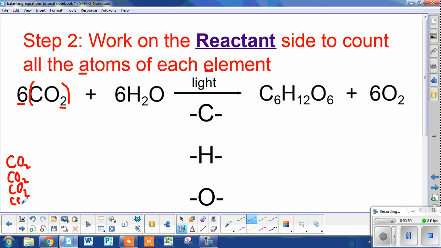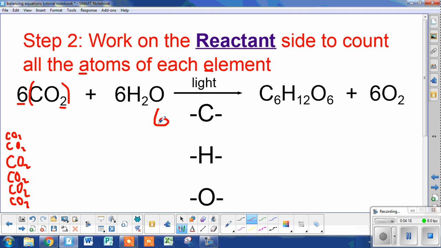If I had a coefficient of 4, then I'd have 4. But this one's a 6, so I have to write it 6 times. If your brain works this way, that's great. Or if you're like Miss Smith, and my brain totally does not work that way, that is totally cool, because I'll show you another way. So there goes 6 total CO2 molecules. If I write it out like this, then I can count the atoms of each element. I can clearly see that I have 1, 2, 3, 4, 5, 6 total carbons.